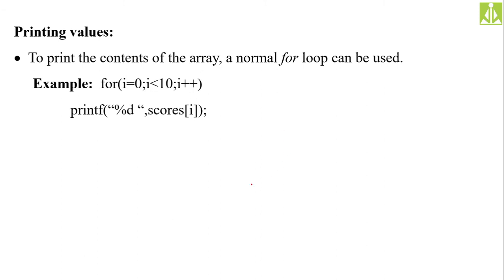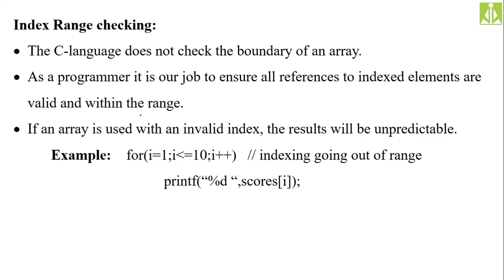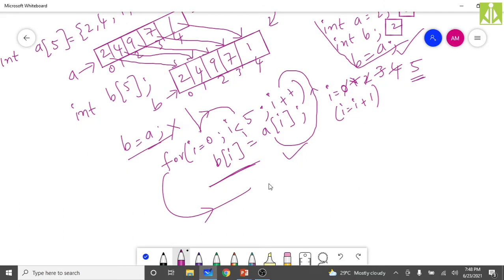Then for printing values, a simple thing, we need to use the for loop with the printf statement. For reading values we are using scanf, and for printing we are using printf. Hopefully you understood. Okay, index range checking, this is another important point that we need to focus on when we are dealing with arrays. So index range checking, that I will explain over here.